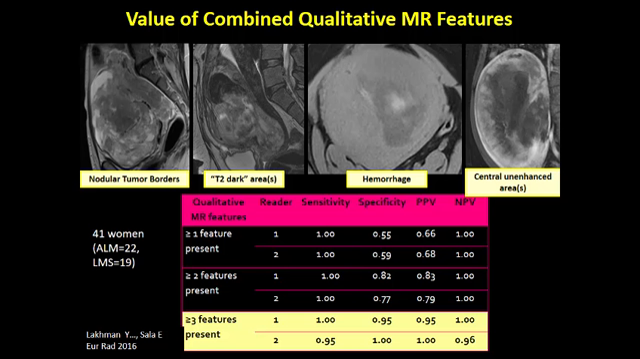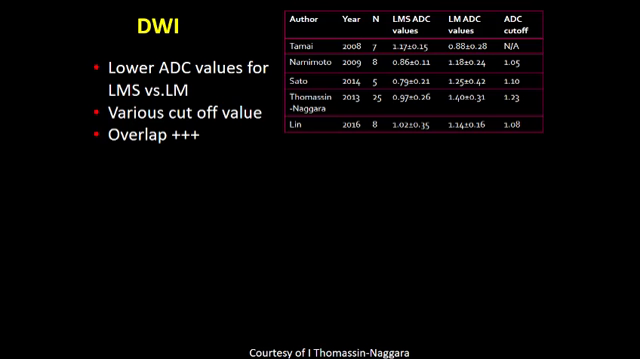in combining certain features as described here: the nodular tumor borders, T2 dark areas, hemorrhage on T1, as well as central necrosis. If you have 3 or more features present, you have a very high sensitivity and specificity to actually diagnose it. So you really have to get all the information together in order to achieve that.